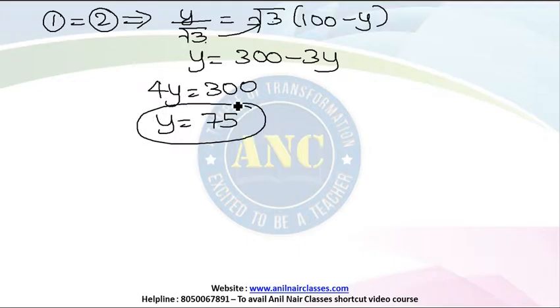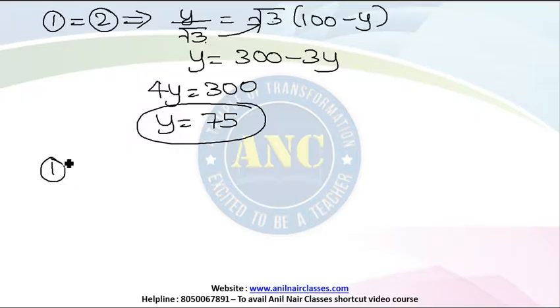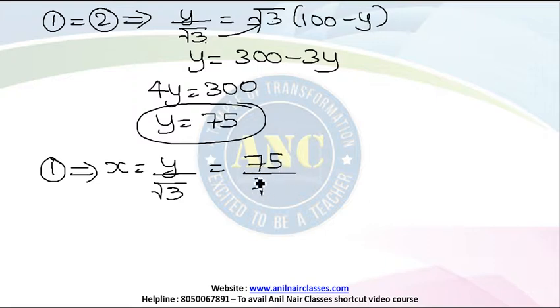But what is asked in the question? You are asked to find the height of each pole. Height of each pole is nothing but X value. So X is what we are interested in. Substitute in equation 1 or 2, whichever you want. Equation 1 is X is equal to Y by root 3. So this is 75 divided by root 3. But I don't like a denominator to be a root.